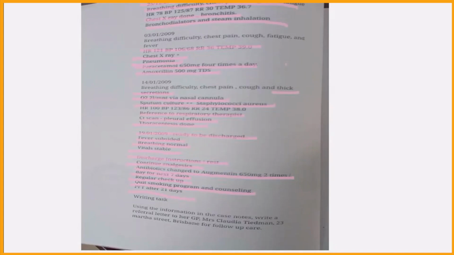In January 2009 is the date. So, how do you write the address part? Mrs. Claudia Tideman. That is the name. The next line, what do you write? GP. Yes, you have to write general practitioner. And then, 23 Martha Street, Brisbane.